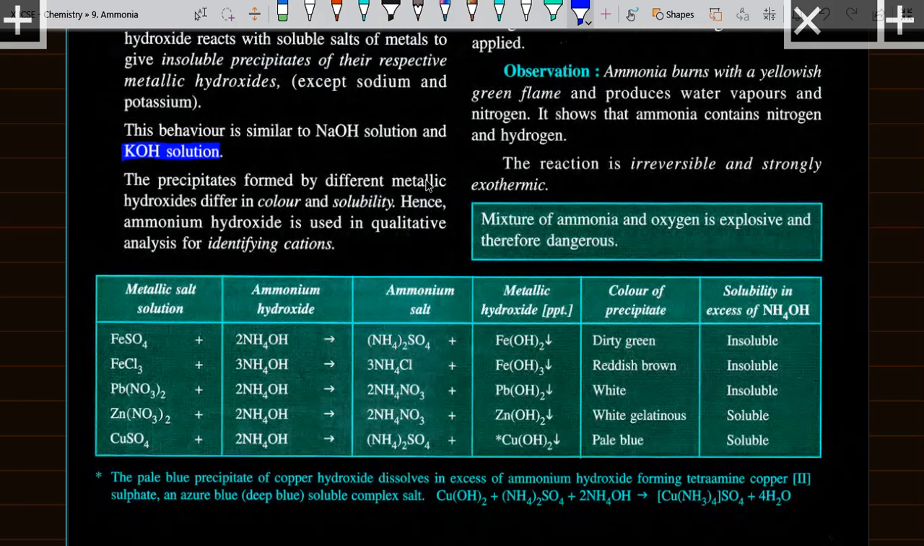Precipitates formed by different metallic hydroxides differ in color and solubility. Hence, ammonium hydroxide is used in qualitative analysis. Which chapter is this? Analytical chemistry. You remember the two reagents?